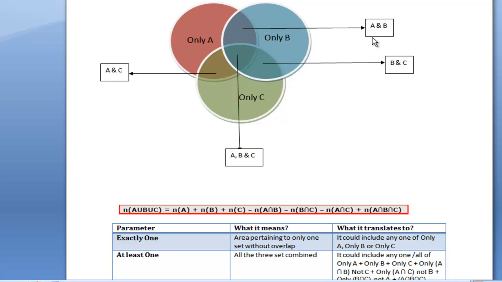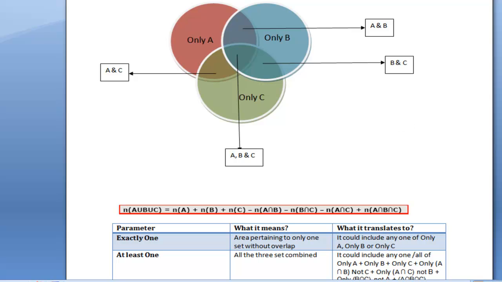Now I also marked A and B, which is those people who are taking maths and physics but not chemistry. Similarly, B and C represents those people who are taking physics and chemistry but not mathematics. A and C represents those people who are taking mathematics and chemistry but not physics, and A, B and C represents those who take all the three.